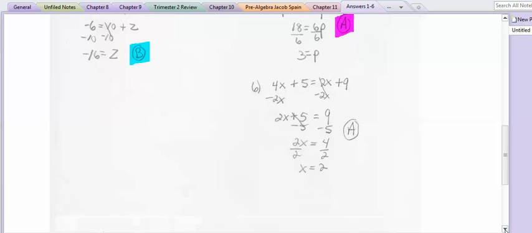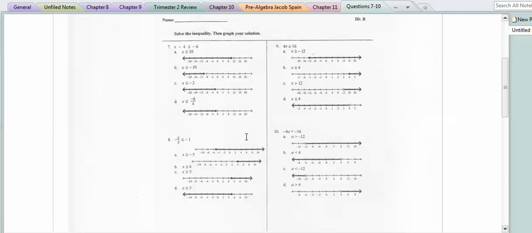Okay, number 6. Again, I needed to move things from both sides of the equation, so I moved my 2x to the other side, then I moved my 5 to the other side by doing the opposites, divided by 2, and I got x is equal to 2, so it's letter A. Now we're moving on to the next page. We're going to do questions 7 through 10. And on this one, the most important thing when you find your answer choices is that your answer choice matches the graph.